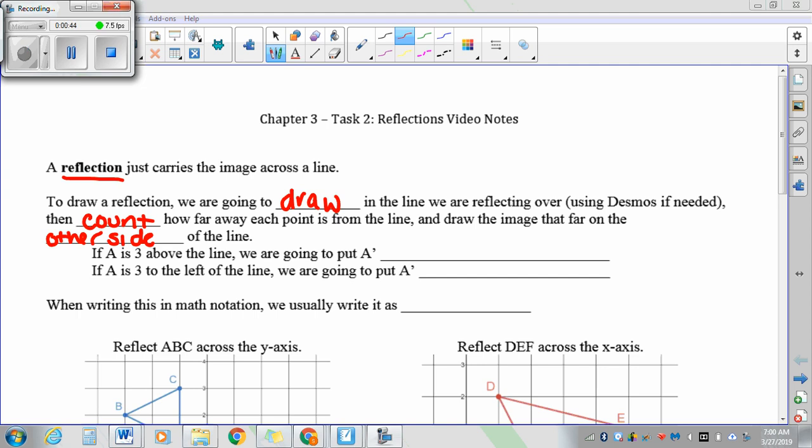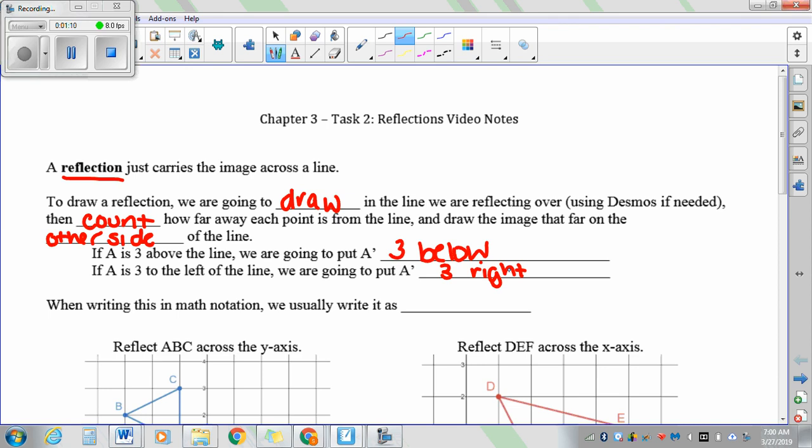So just as some quick little examples, if A is 3 above the line, we are going to put A prime, or the image of A, 3 below the line, right? Whatever the opposite is. So if A is 3 to the left of the line, we are going to put A prime 3 to the right. Just wherever the other side is, right? That could be up, that could be down, anything like that.